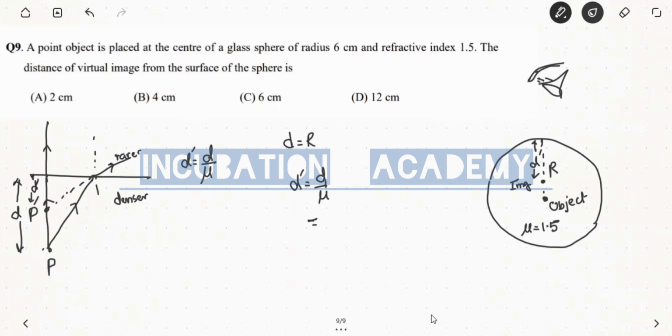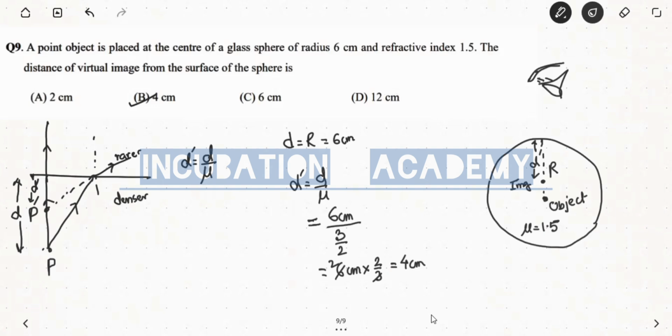So D prime equals D divided by mu. D is equal to R, so that is 6 cm. What is the value of mu? 3/2 or 1.5. So 6 cm multiplied by 2 divided by 3 will become 4 cm. So the answer is 4 cm.